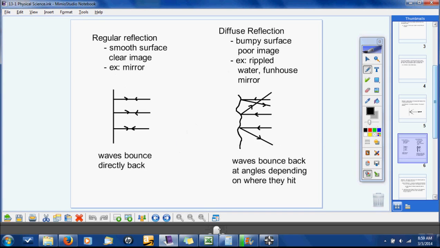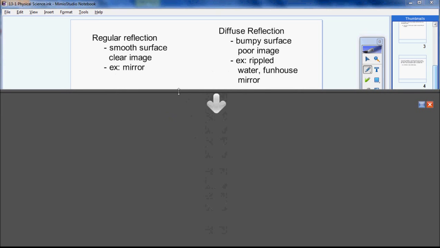We have two types of reflections. We have a regular reflection and what's called a diffuse reflection. Regular reflection is what you're used to. In a regular reflection, it's like a mirror. It's nice and flat. The surface is smooth. You get a nice clear image when you look at it, or maybe a completely flat pond that doesn't have any wind blowing at all. If you look in that, you're going to see a regular reflection. The image is clear, it's crisp, no exaggerations in it whatsoever.